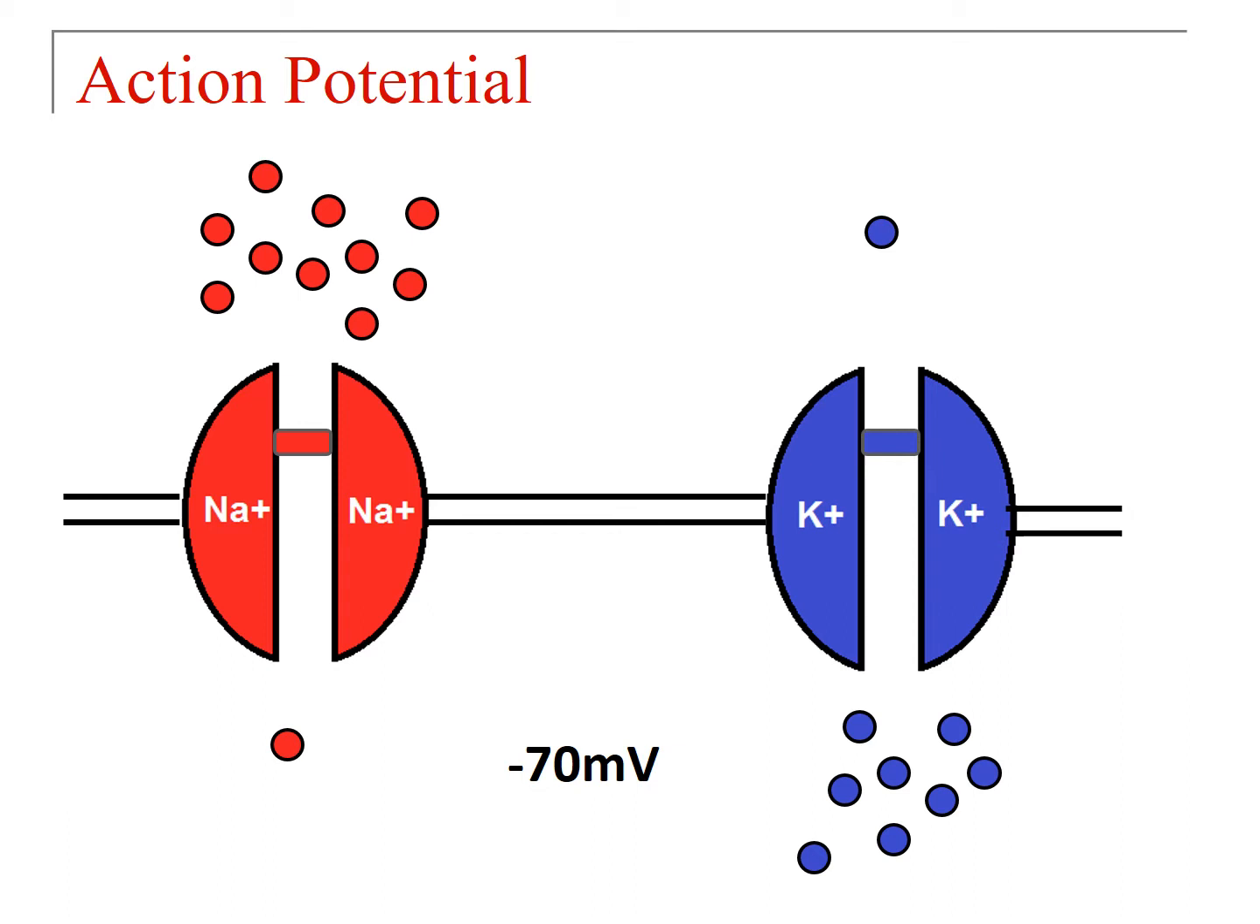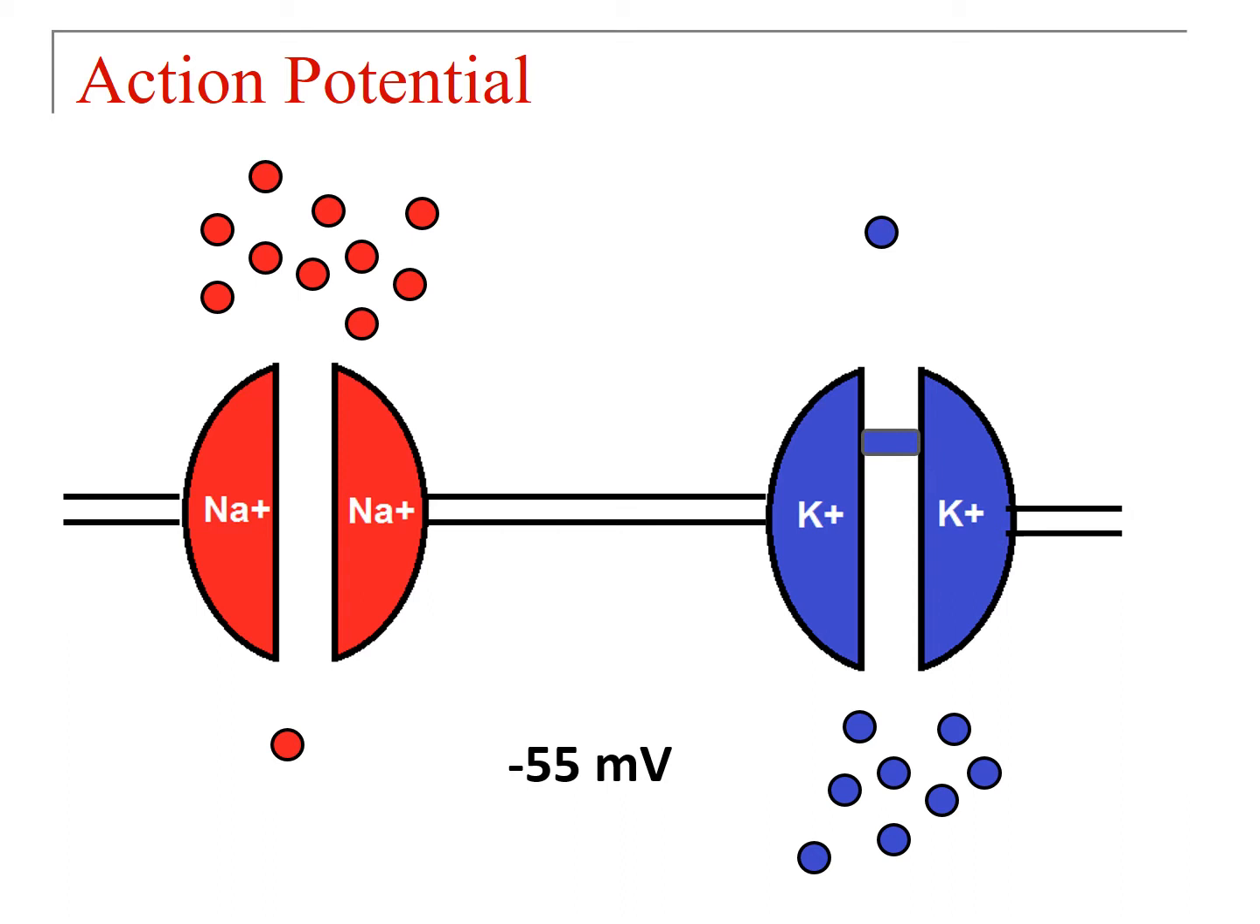Now let's take a look at what happens if you alter the charge on the inside. So let's say that some sort of disturbance has hit the membrane to where the inside charge has moved up to negative 55 millivolts. This is something that's called threshold. Okay, so at threshold, a very important event is going to happen: the sodium channel is actually going to open. So if you look at the sodium channel right now at negative 55 millivolts, the channel opens.